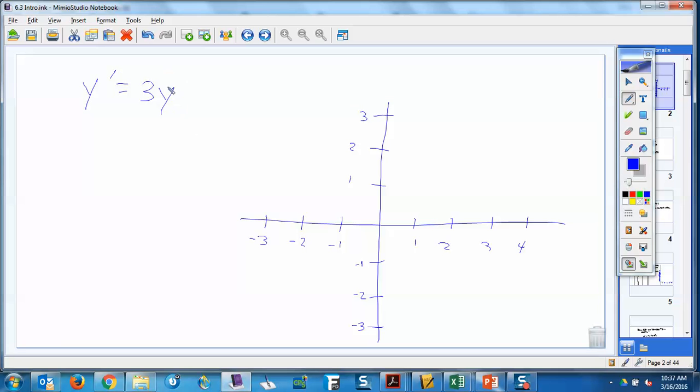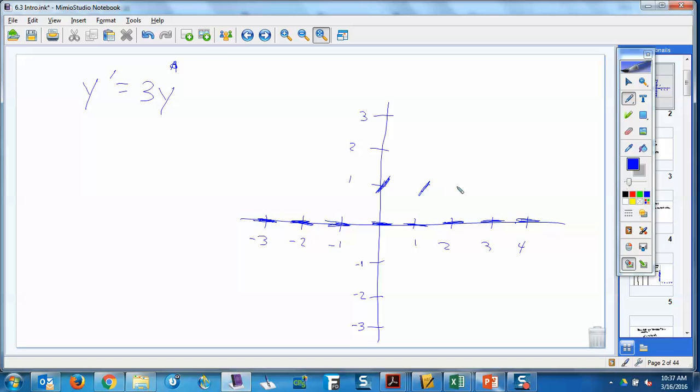So, I mean, I could pick some different y values, I suppose, but that's what we did here. We said, well, let's plot some points. Like, let's put a 0 in for y. What do you get for y prime? So that means any time that y is 0, which wouldn't that be here? Wouldn't the slope be 0? Right? And let's put a 1 in for y. What do you get?